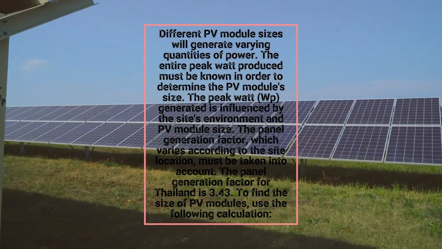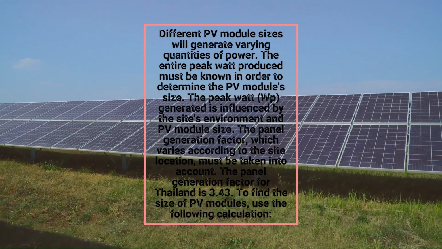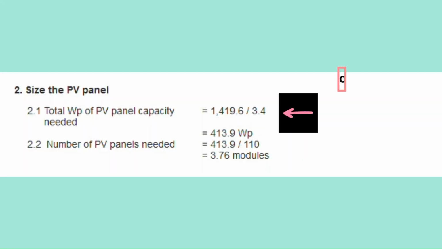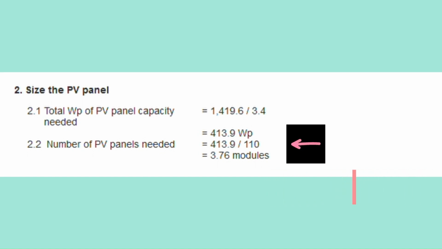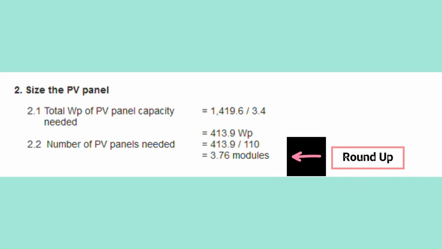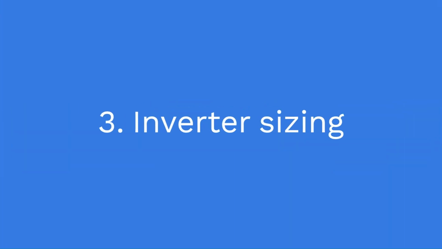To find the size of PV modules, use the following calculation. Divide the total watt-hours per day needed from the PV modules by 3.43 to get the total watt peak rating needed for the PV panels needed to operate the appliances. Divide the answer obtained by the rated output watt peak of the PV modules available to you. Increase any fractional part of the result to the next highest full number, and that will be the number of PV modules required.